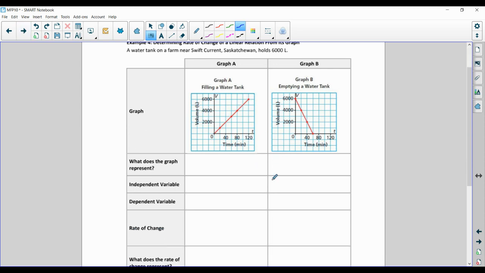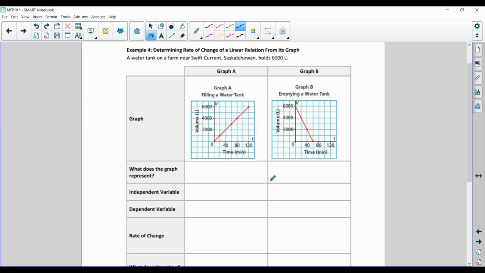All right, here's our final example. Thanks for sticking with me. This is a long section. So example 4, determining the rate of change of the linear relation from its graph. This time we're given the graphs and we're going to answer some questions about them.